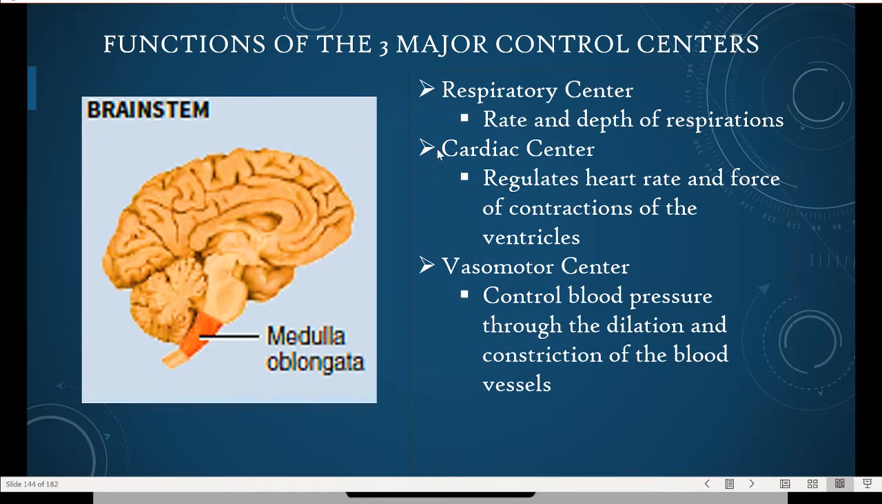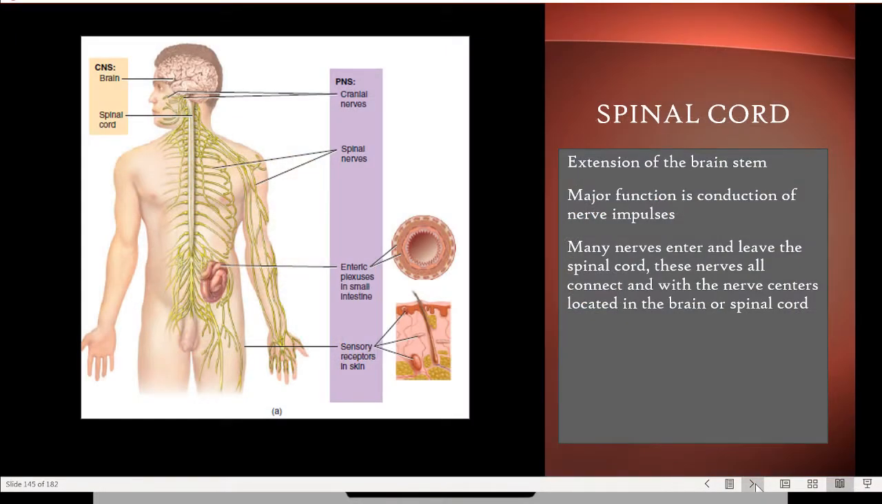Then we break it down. We talked about the respiratory center already. We've mentioned the cardiac center, how it regulates heart rate. And of course, the vasomotor center controls blood pressure through the dilation and constriction of blood vessels. And then we talk about the spinal cord. Its major function, of course, is the conduction of nerve impulses.